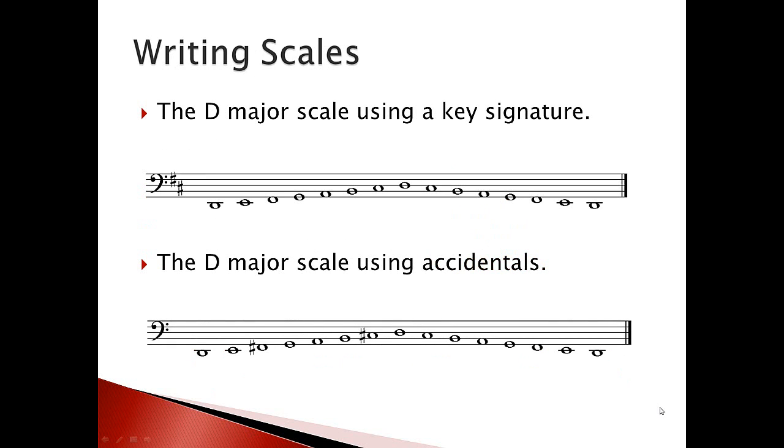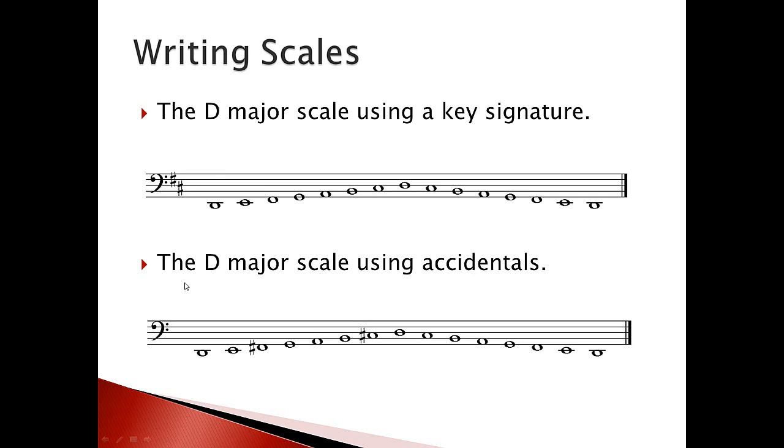Writing scales. We can write a scale using a key signature. So if you write a scale using a key signature, you put the sharps at the beginning. Here's the bass clef, and we got an F sharp and a C sharp because we're going to write the D major scale. And then you write from D all the way up to D and back down again. And that's the D major scale.